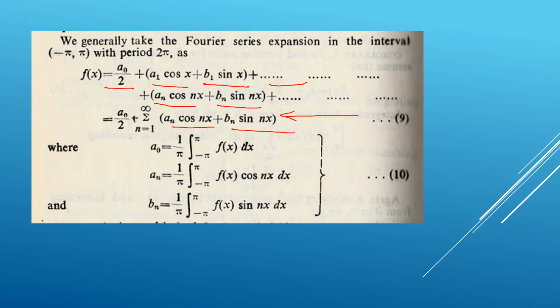What is an? An is 1 by pi integral minus pi to pi f of x cos nx dx, and bn is equal to 1 by pi integral minus pi to pi f of x sin nx dx. What is a0? You just put 0 in the an expression, you get 1 by pi integral minus pi to pi f of x dx.